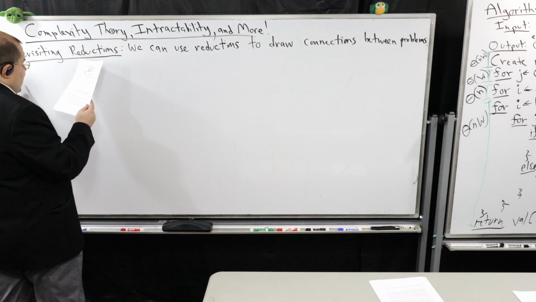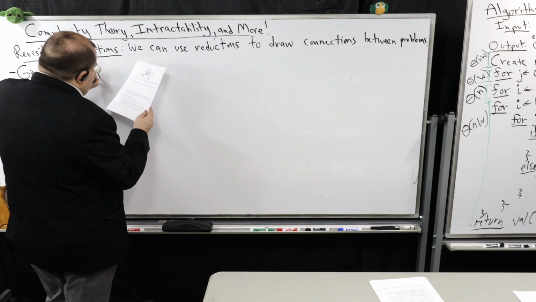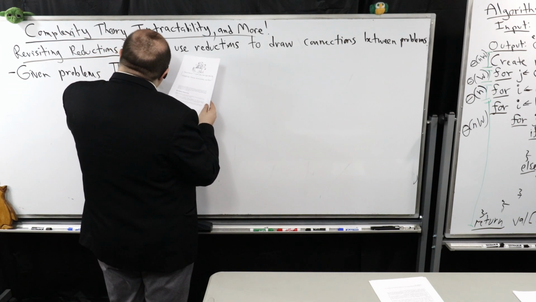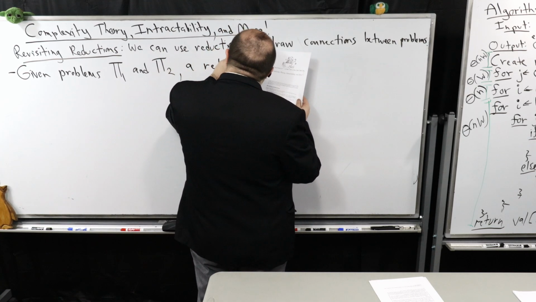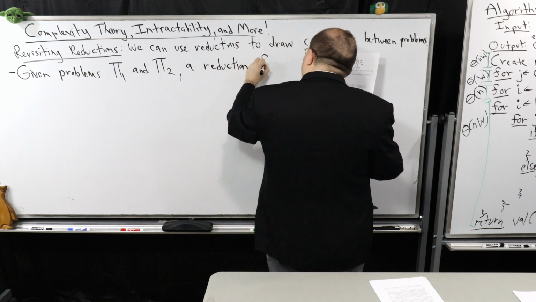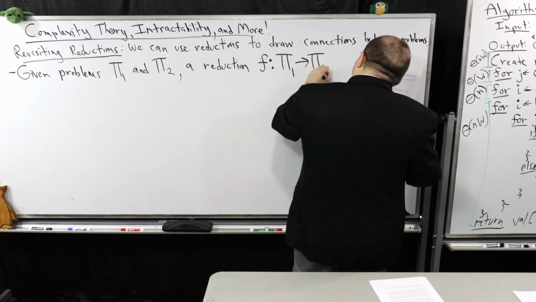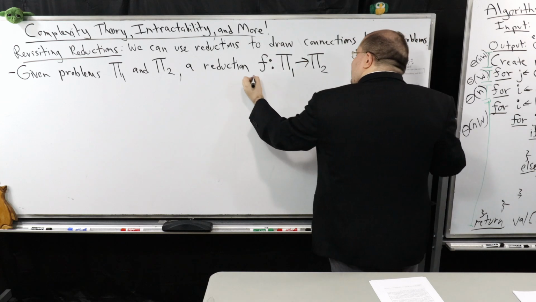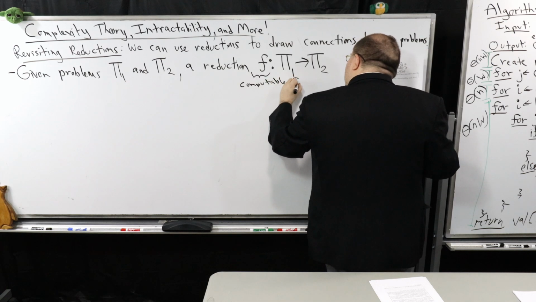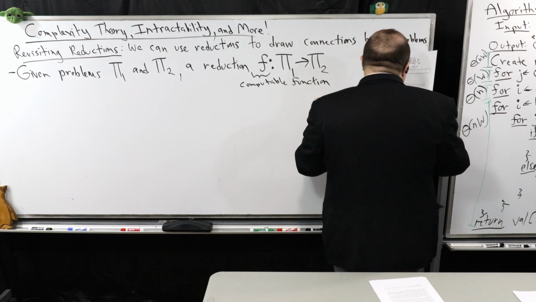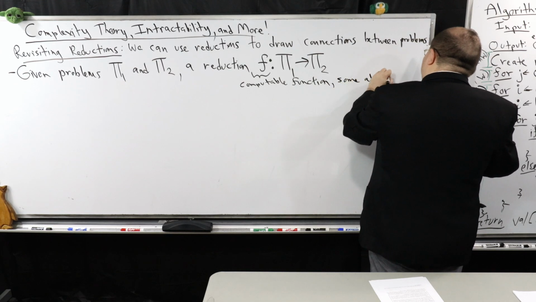So here's the idea. Given problems capital Pi 1 and capital Pi 2, a reduction, I'll define it as a function. A reduction f is going to take instances of Pi 1 and output instances of Pi 2. So you might ask what f is. The technical term for this is a computable function. But for those that just want to have fun with this stuff, you might just say that this is some algorithm that runs in finite time.